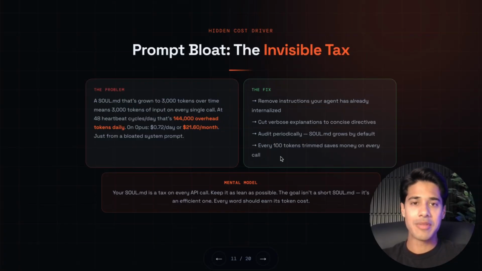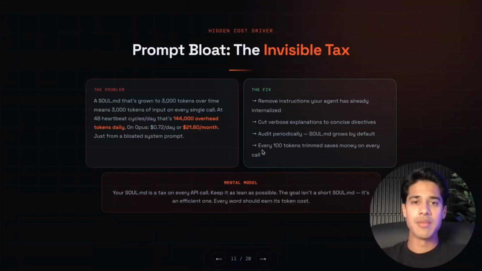For 48 heartbeat cycles a day, that's 144,000 extra input tokens daily. On Opus, that overhead alone costs 72 cents per day or $21.60 per month, just from a bloated system prompt. On Haiku, it's 14 cents a day or $4.32 a month, still significant.